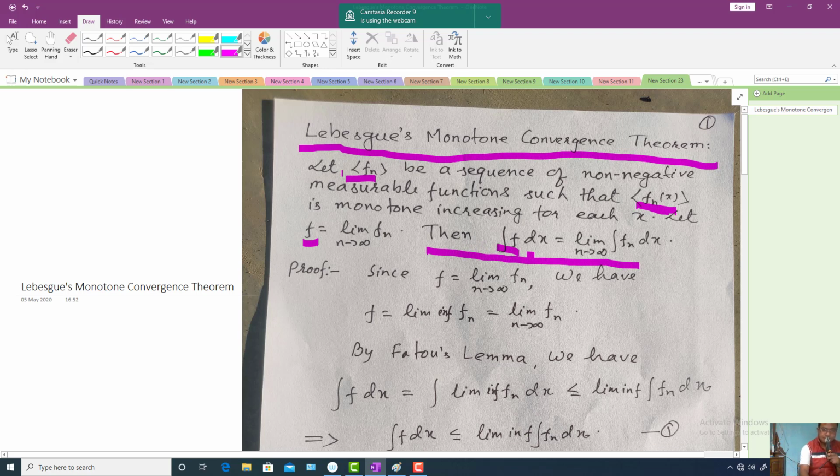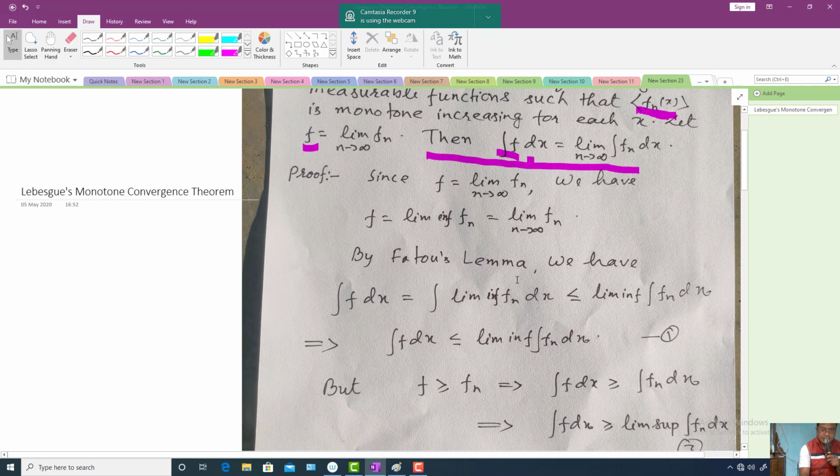So we will be using Fatou's lemma in proving this theorem. Now, since the limit of the sequence is equal to the function f, by definition, the limit infimum of fn is equal to f. So if the sequence has a limit, then the limit infimum is exactly equal to the limit of the sequence, that is f. This is what we have.